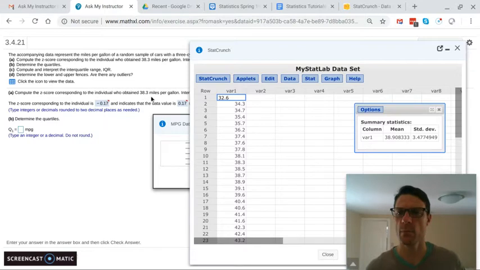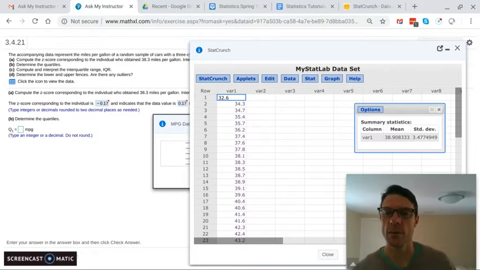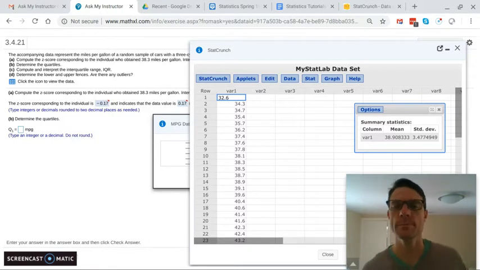I can then see how many standard deviations above or below the mean this is. Now let's see, this is 38.3. That looks like it's below the mean. Anything that's below the mean is going to have a negative z-score, right? Because it's going to be standard deviations below the mean. Anything that's to the right or over 38.9 is going to have a positive z-score. If you have a data point that's exactly the mean, that would be a z-score of 0, right?